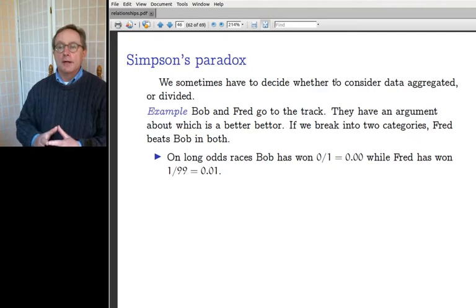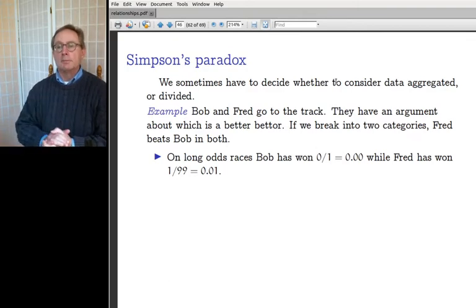So Bob and Fred go to the track. They are having an argument over which is better, which person does better at the track. If we break into two categories, then Fred beats Bob in both categories. So long odds and short odds. Long odds is more than 2 to 1, but it doesn't matter.